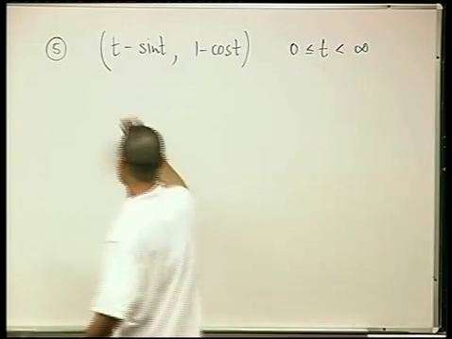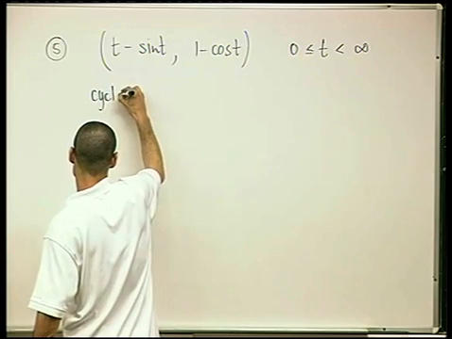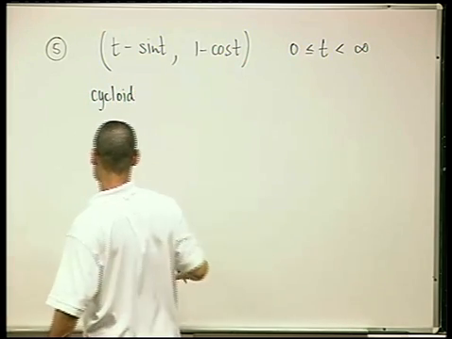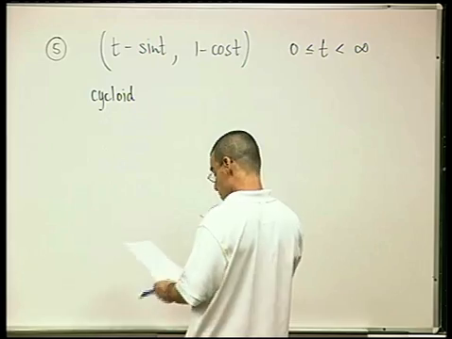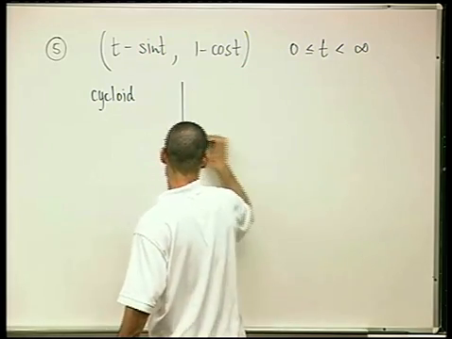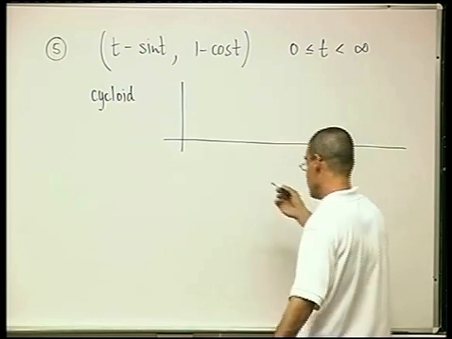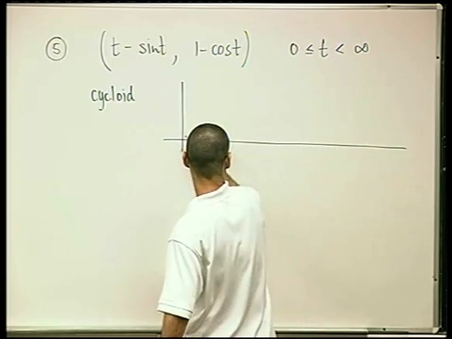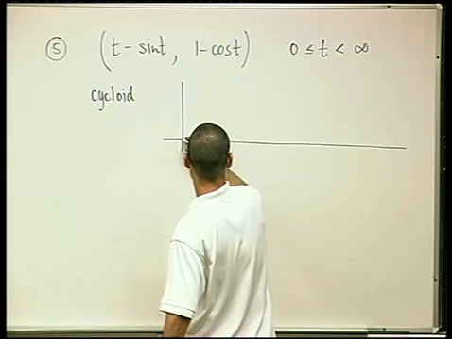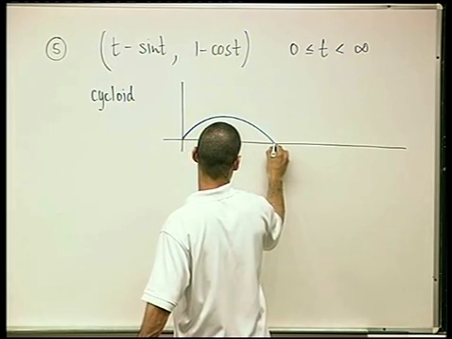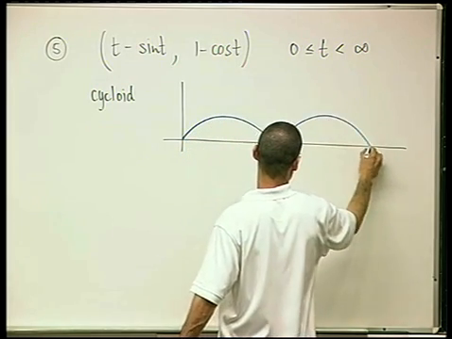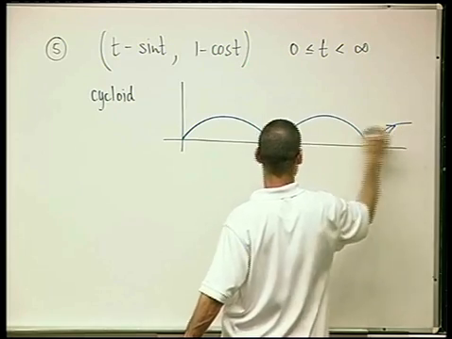So this curve is called a cycloid. A cycloid, that's the name of the curve. And what it looks like, and it's not completely trivial to understand why it looks like that. I'll give you a hint, but you can do some reading on your own if you like. It looks something like this. And so on.